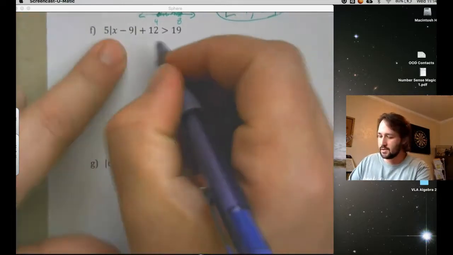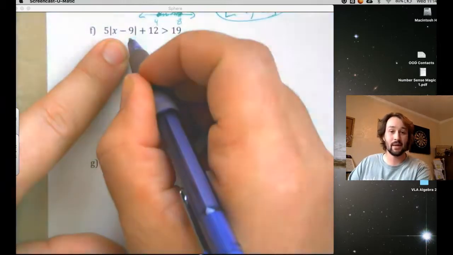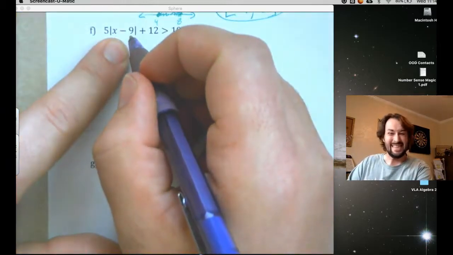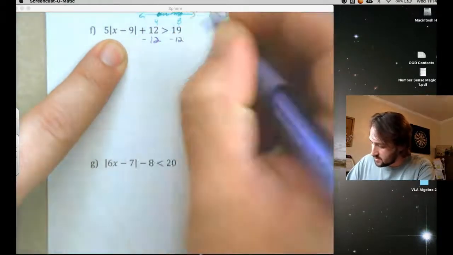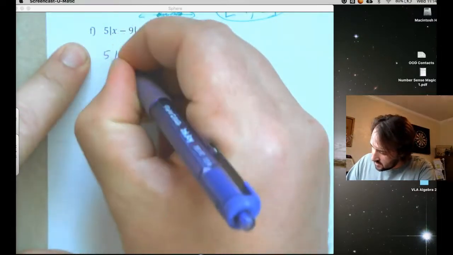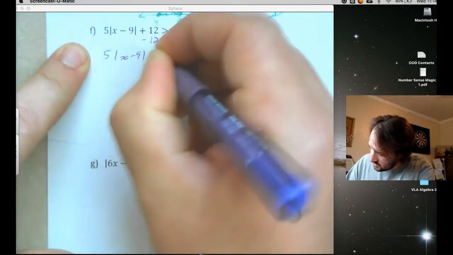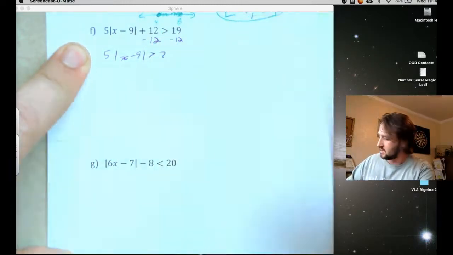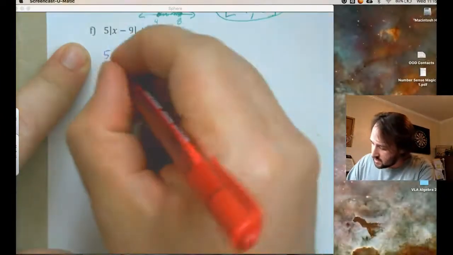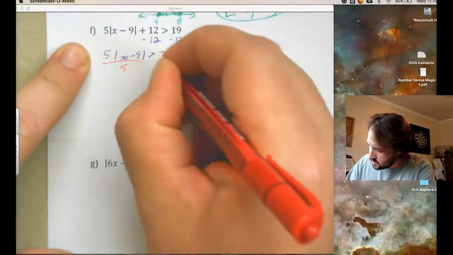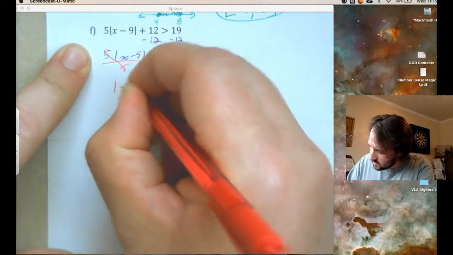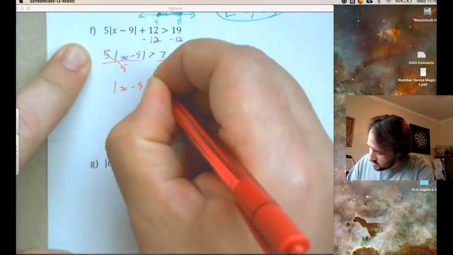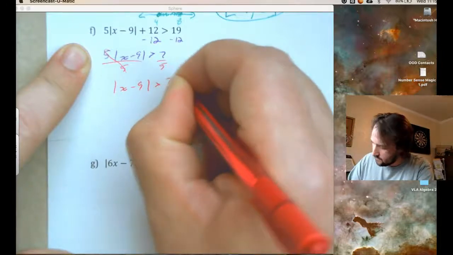All right. So here, the first thing you're looking for is the absolute value by itself. There's not in this one, so I need to subtract the 12 before I do anything else. So I have 5 absolute value x minus 9 is greater than 7. And then I'll divide by the 5. So this will be ugly numbers, but it's all good. So I have absolute value x minus 9 is greater than 7 over 5.